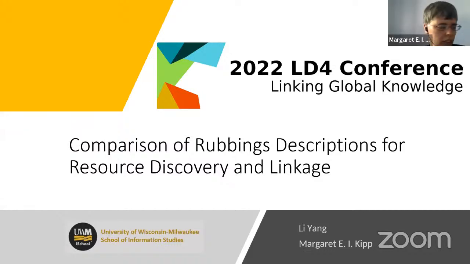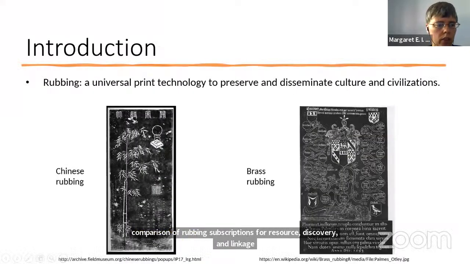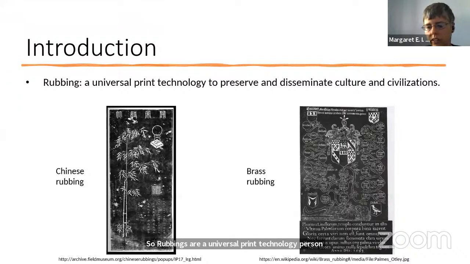Okay, thank you for the introduction. Our talk is about a comparison of rubbings descriptions for resource discovery and linkage. Rubbings are a universal print technology which has been used for centuries to preserve and disseminate cultures and civilizations. It's been used in a number of countries, including China, Germany, Japan, the UK.